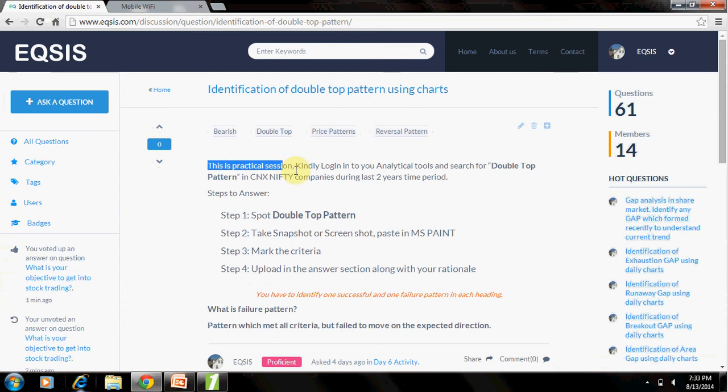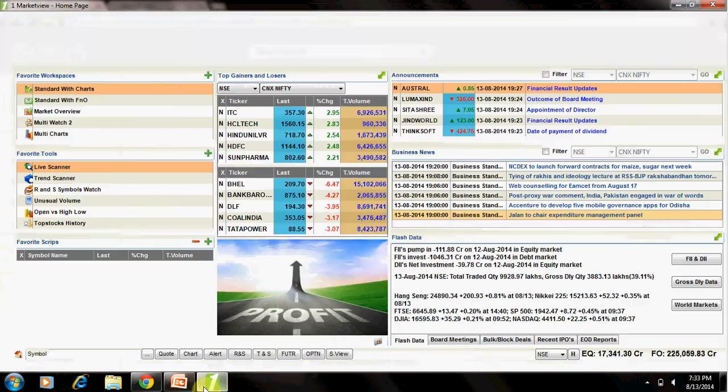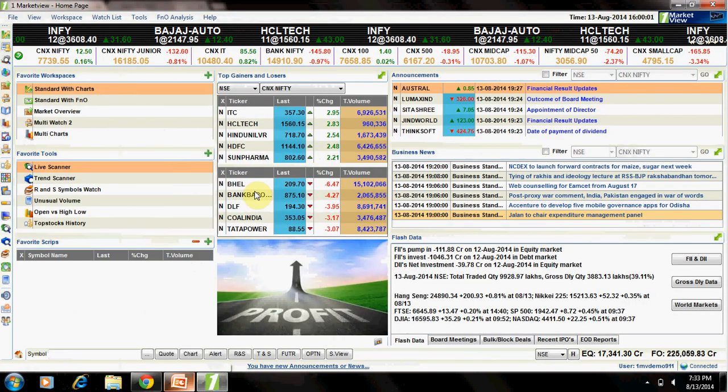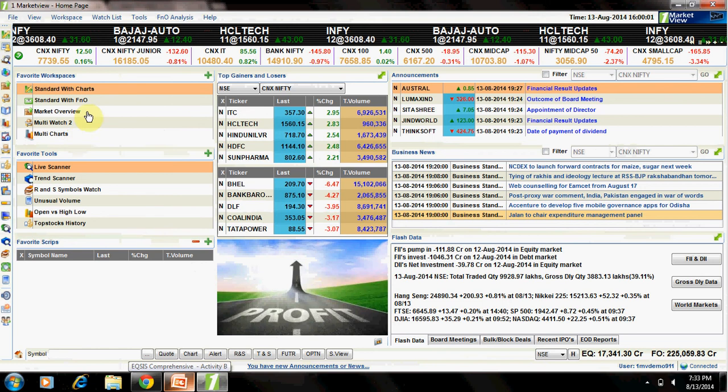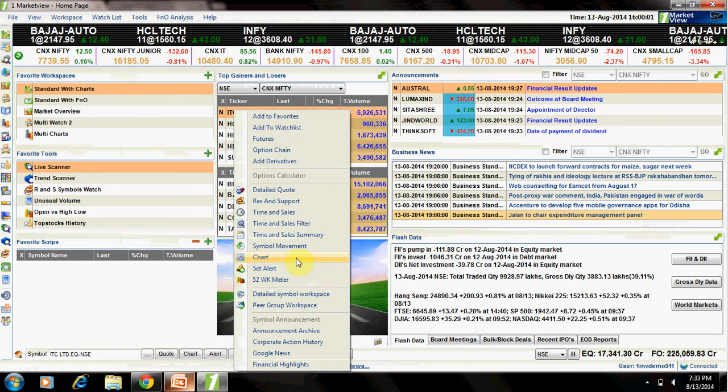This is a practical session. It means you have to open the analytical tool. I hope it is available in your tray. You have to take the charts. Just right click onto it and take the charts available here.